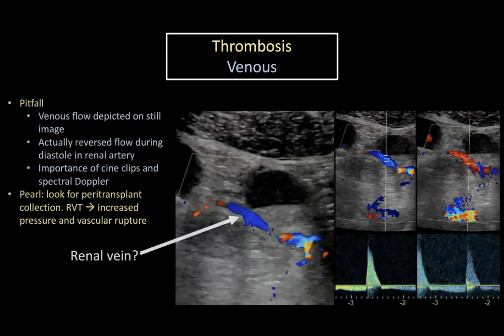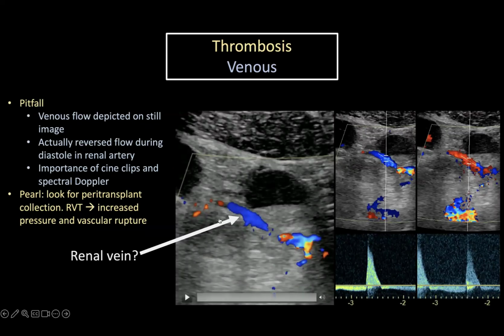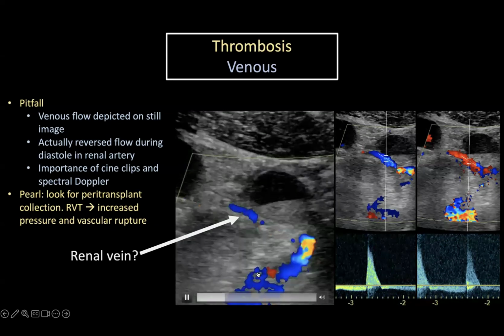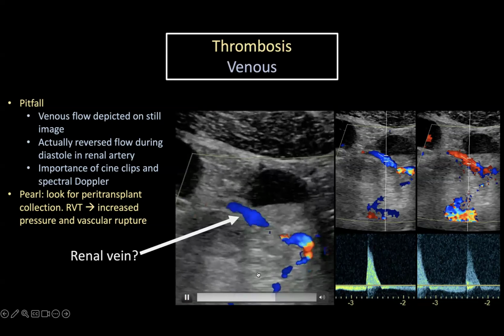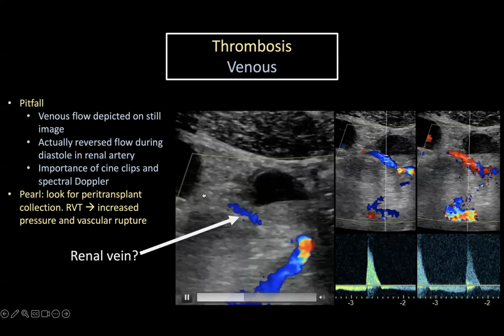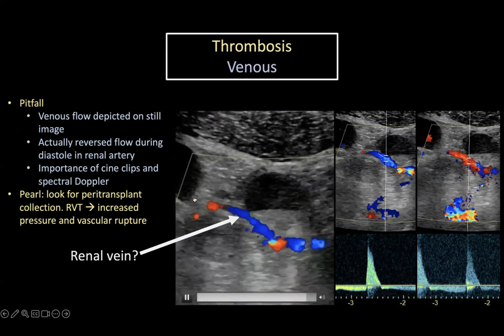So let's look at an example here. This is actually one of the pitfalls that we can see associated with renal vein thrombosis. This was actually labeled as the renal vein here, but you can see that when you play it on the cine clip, there's actually portions in which the vessel looks like it's heading towards the kidney.